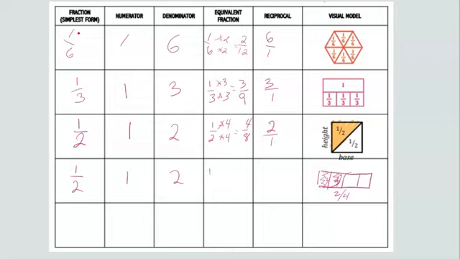And everything would repeat, except we're going to this time multiply by 3 for an equivalent fraction of 3 over 6. The reciprocal, 2 over 1.